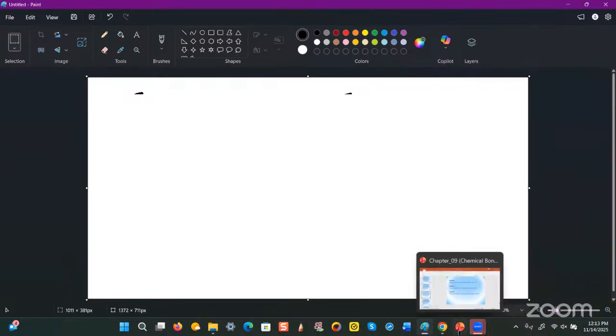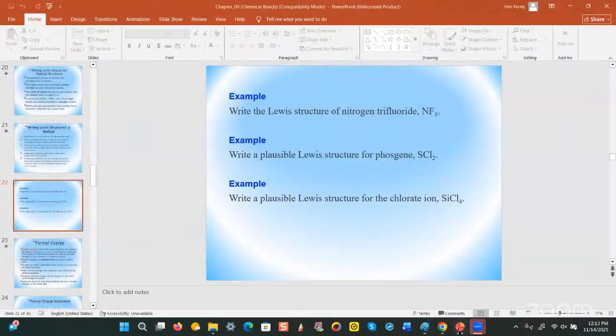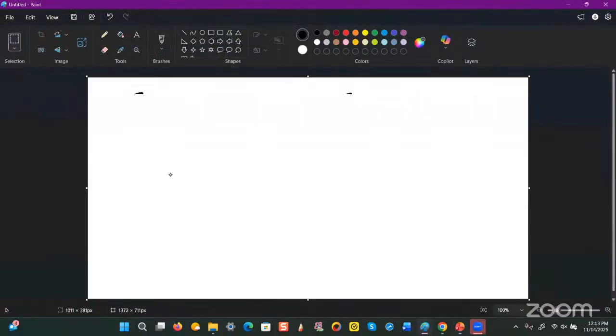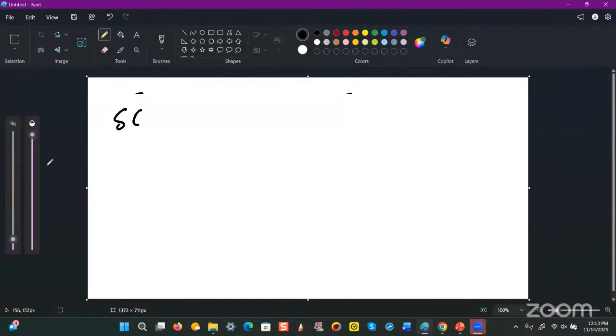Going back to the PowerPoint, what's the next one? Okay, sulfur dichloride. So let me go back to this. SCl2, right? So again, we do a total count of the valence electrons. So sulfur, if you look it up, will contribute 6. Chlorine, if you look it up, contributes 7, and there are 2 of them, so that's 14. So when we add them up, you get 20 electrons, which will be equal to 10 pairs.